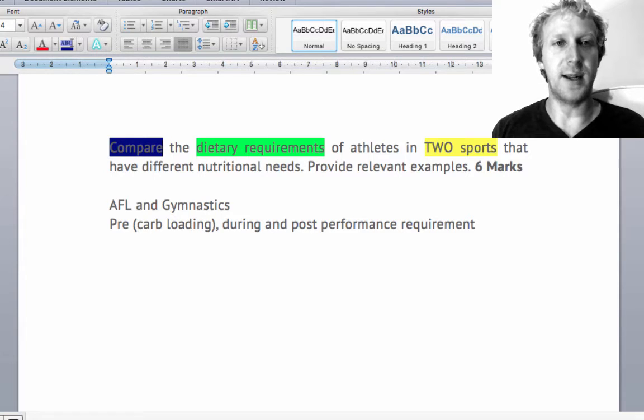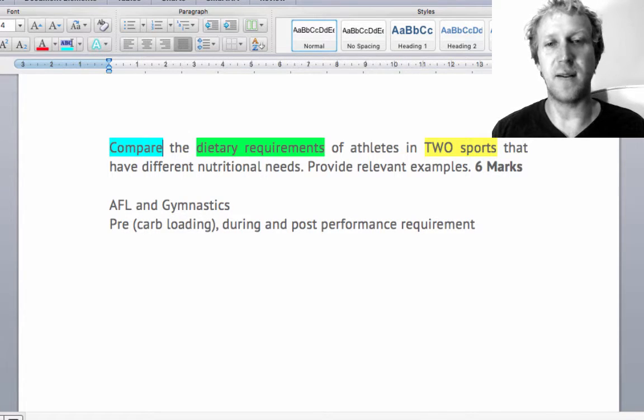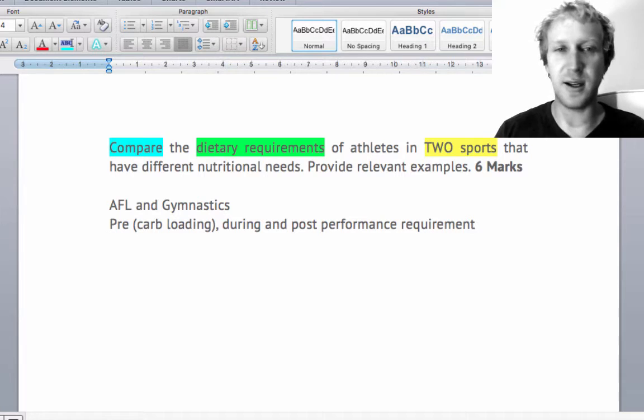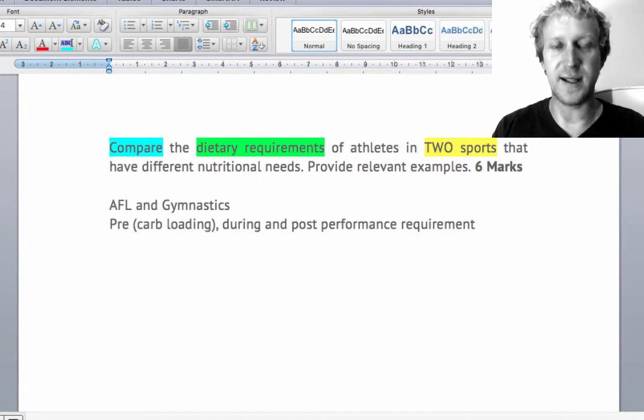That in blue. Oh, that's not a good color, is it? Let's put that in light blue. Alright, so what I'm going to do is compare AFL and gymnastics. I'm going to compare them with their pre-game nutritional requirements. I'll then compare their during-game nutritional requirements and then their post-performance nutritional requirements as I write this. So let's go down here. Okay, this was 6 marks, so hopefully I'm wanting to get this done in a fairly fast manner.